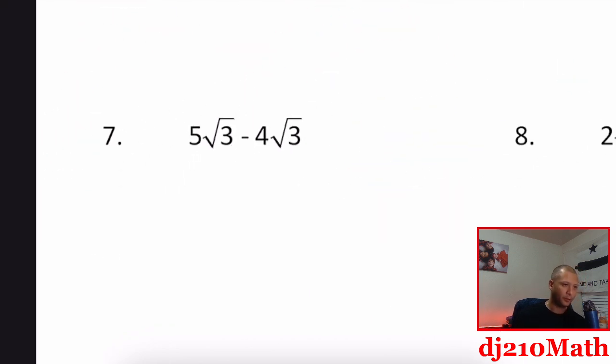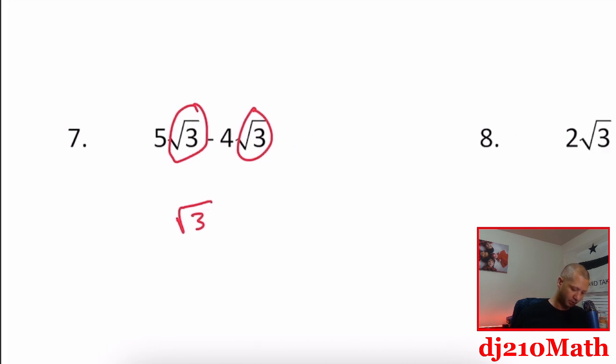Five root 3 minus 4. Again, they match. The square roots match. So think of this as like a label, like inches, right? 5 inches minus 4 inches, 1 inch. Think of it like apples. 5 apples minus 4 apples is 1 apple. So the answer to this is 1 root 3. 5 take away 4, root 3.